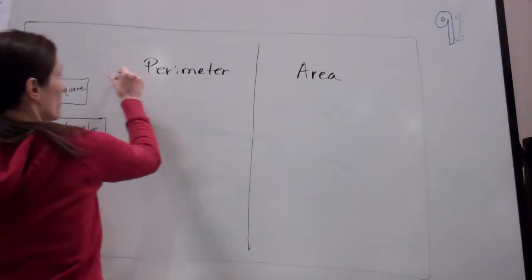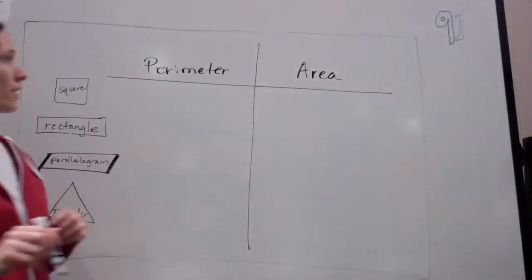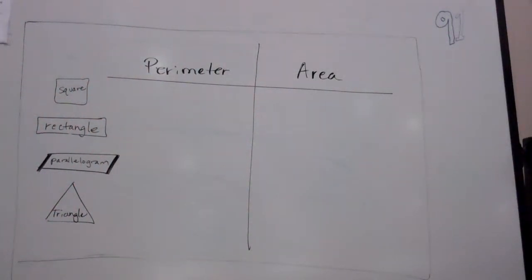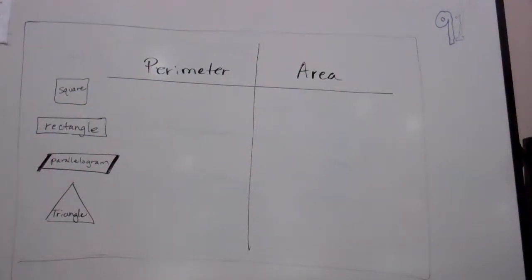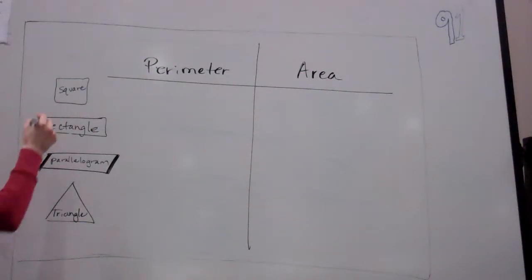So, let's review. They're going to actually use letters and numbers to make a formula. But I just want you to use your common sense first. How would I find the perimeter of a square? Adding all the sides together. So if this is my side, S meaning side, what would I do?